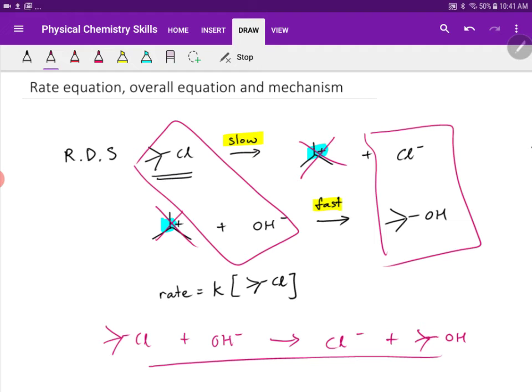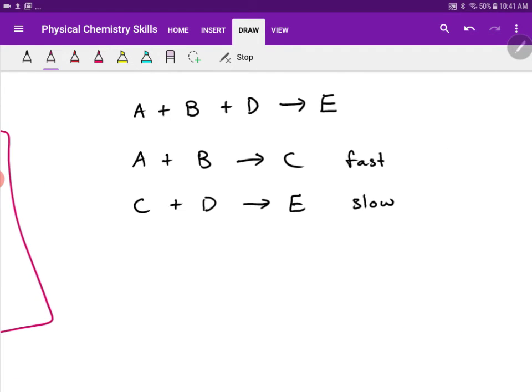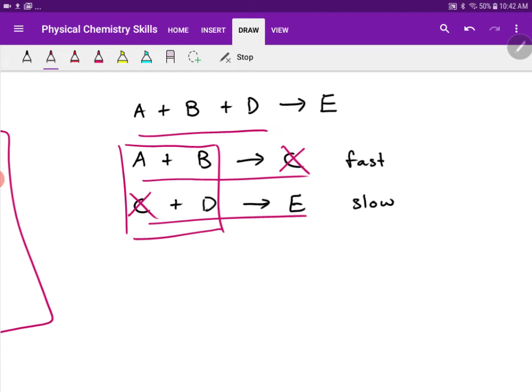But for the rate equation, what we want to do is look at the reactant of the slow step and put it here. However, if we consider this equation here, and we want to write the overall equation, we'll add all of these things together. Since C is the intermediate because it was formed and removed, our overall equation becomes A plus B plus D, and it gives you E.